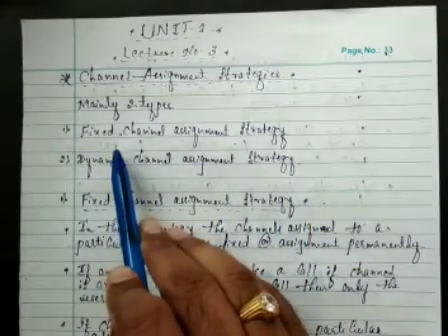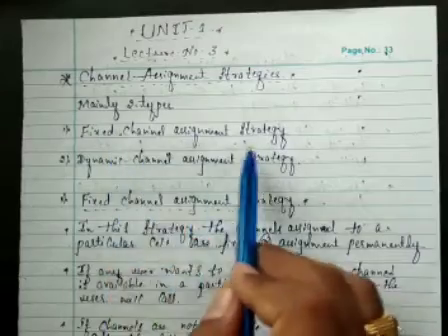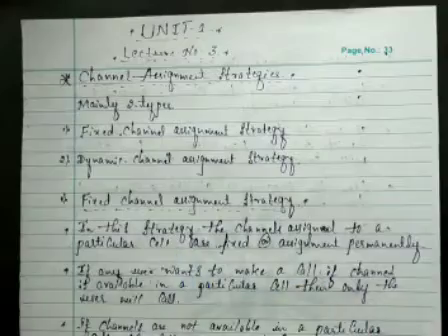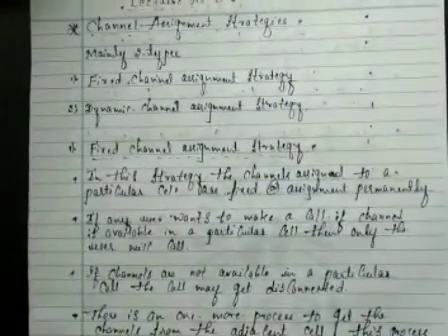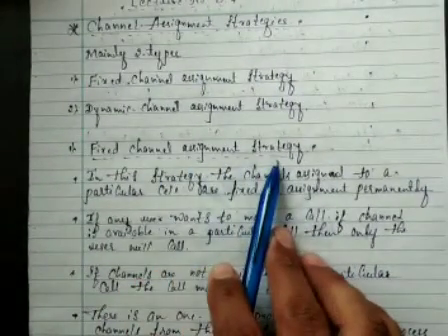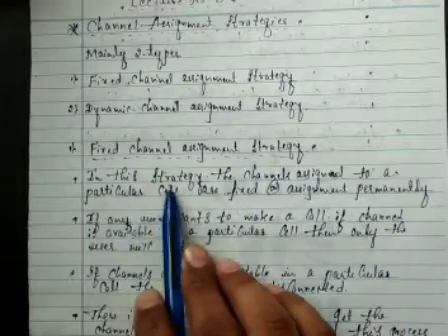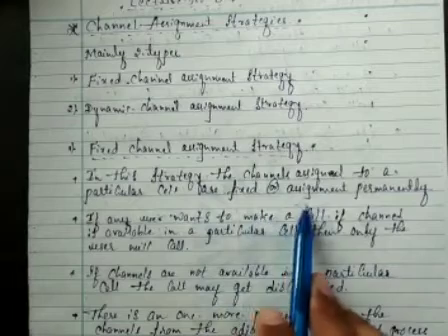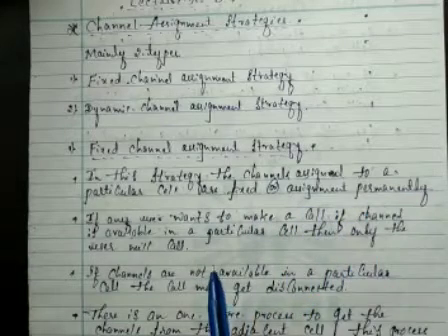What does it mean? We'll see them one by one. What is fixed channel assignment strategy and what is dynamic channel assignment strategy. We'll see the first one, that is fixed channel assignment strategy. The first point is what? In this strategy, the channels assigned to a particular cell are fixed and assigned permanently.